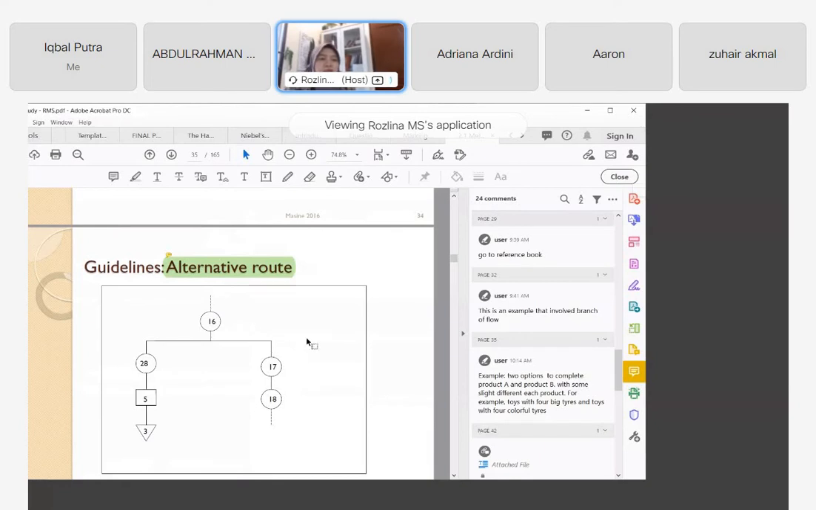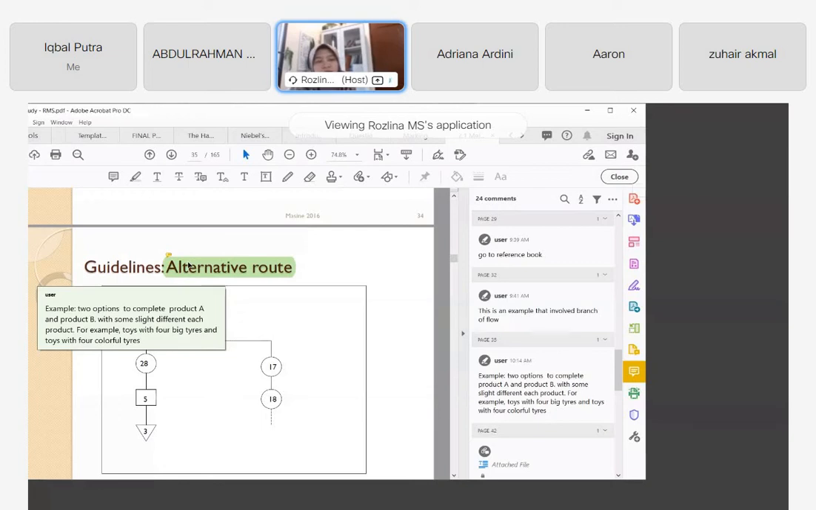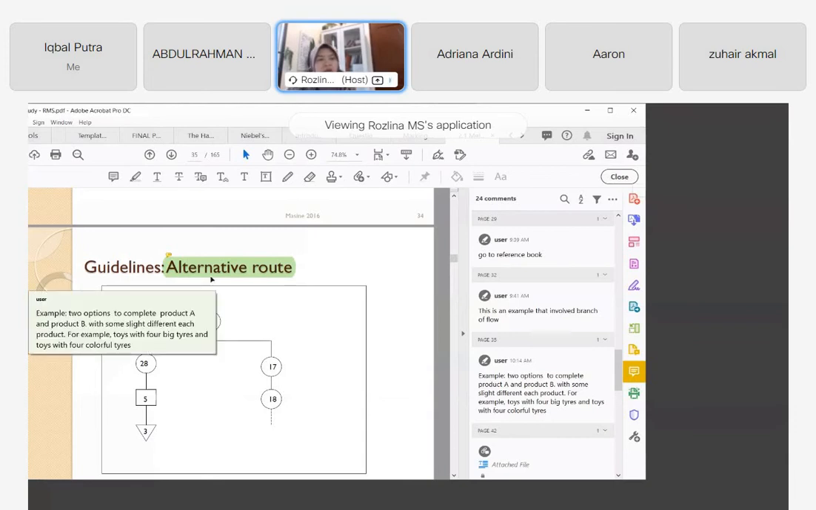Alternative route. For example, if you have two options to complete, maybe after this process you come up with two different products, product A and product B, with some slight difference. For example, toys with 4 big tires and toys with 4 colorful tires, only to put some variety. So you have the alternative route.